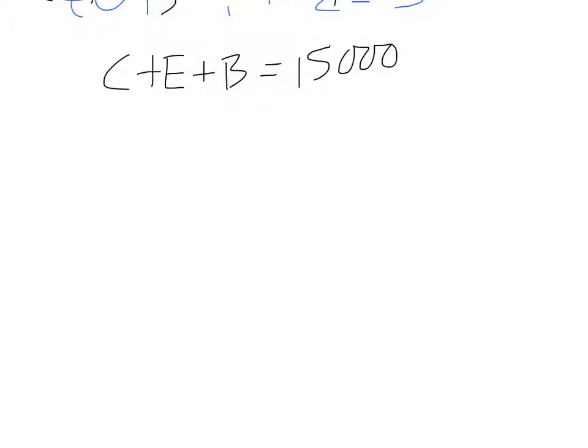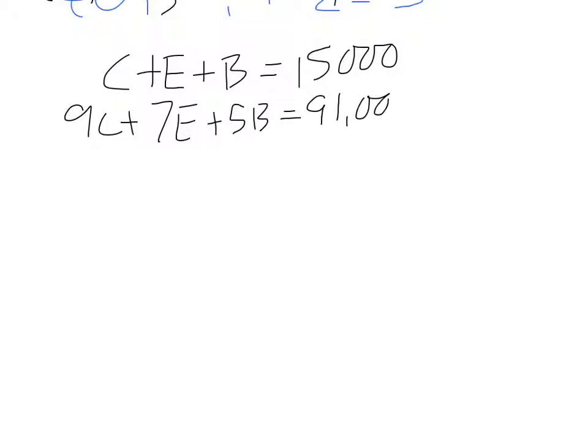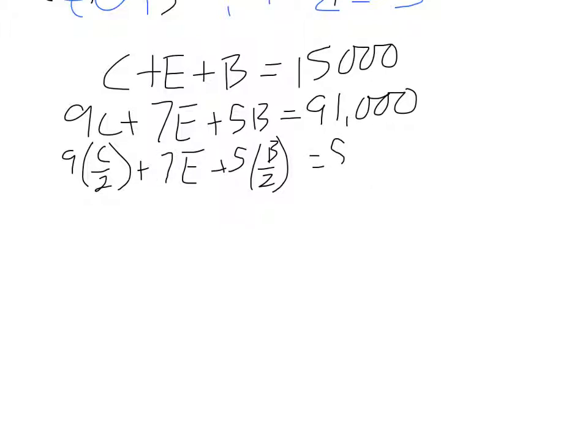Now we're going to talk about the sellout. If we sell all our courtside seats at 9, that's 9C, plus all our end zone seats at 7, that's 7E, plus all our balcony seats, that's plus 5B, we're going to get a total of $91,000. And then finally it says if half the courtside are sold, so 9 times C over 2, because half of the courtside would be C over 2, and half of the balcony, so 5 times B over 2, and all of the end zone, so plus 7E, we would get 52,500.